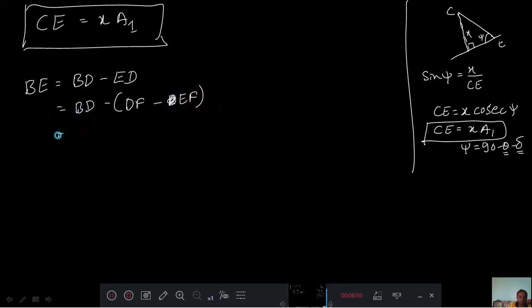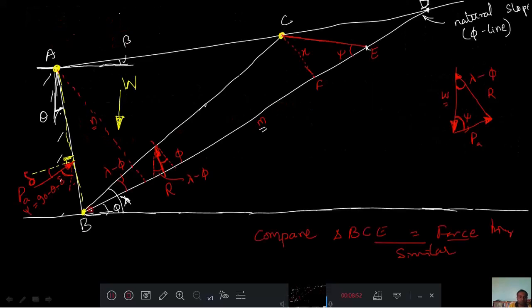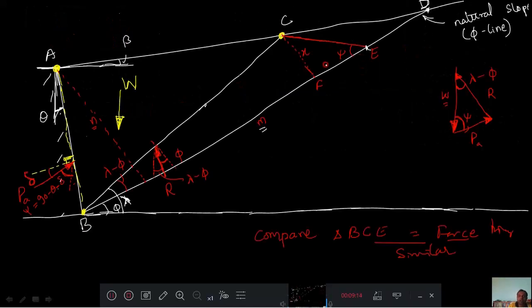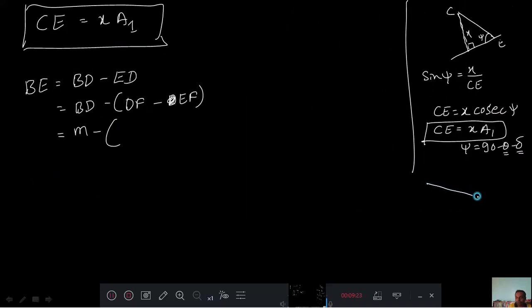Now I need to work out this. What is BD? B to D, that is your M. So M minus DF, I want DF. What is DF? We'll consider the big triangle. This is X, this is D, and this is F. We want DF, this one.